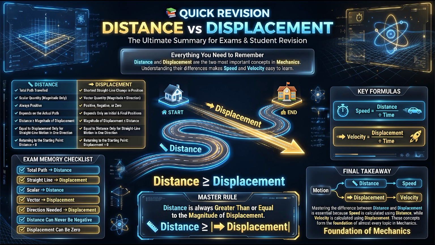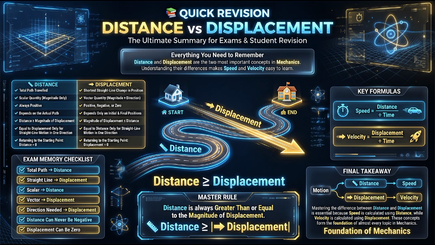A simple exam checklist can help you remember these ideas. Whenever you see total path traveled, think distance. Whenever you see the shortest straight line path, think displacement. If the quantity has no direction, it is distance. If direction is required, it is displacement. Remember that distance can never be negative, while displacement can be positive, negative, or zero.